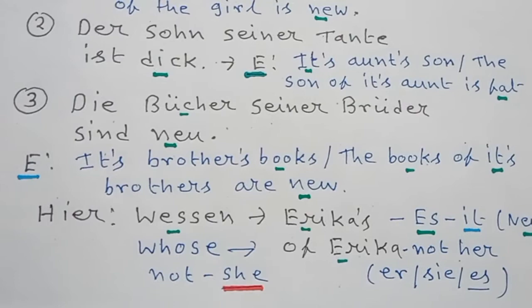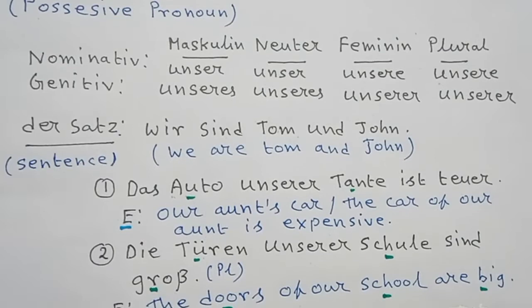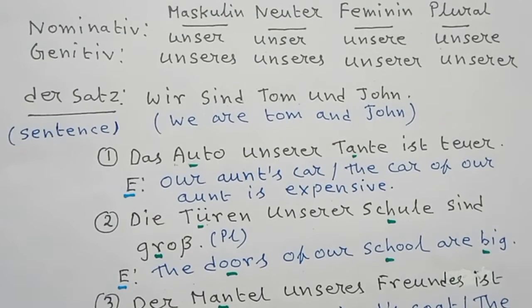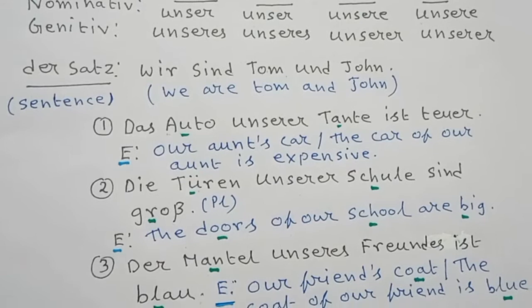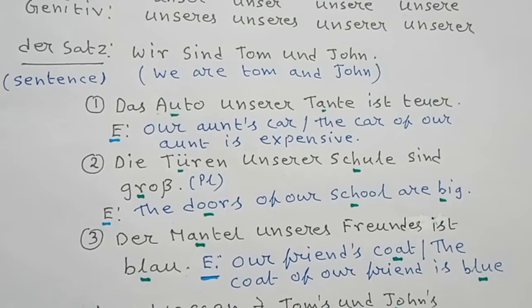Now, the possessive article or possessive pronoun: masculine, neuter, feminine, plural. Nominative: unser, unser, unsere, unsere. Genitive: unseres, unseres, unserer, unserer. Now, der Satz: Wir sind Tom and John. We are Tom and John. Now, das Auto unserer Tante ist teuer. English: our aunt's car, or the car of our aunt, is expensive.